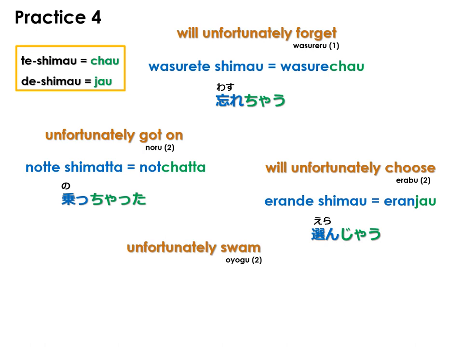Last example, unfortunately swam. It's past tense again. In Japanese, oyoijatta. Maybe you lost your surfboard in the waves and so you had to swim back to shore.